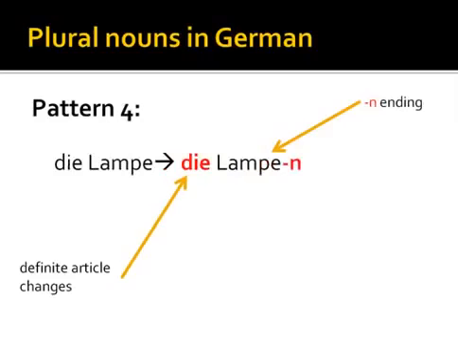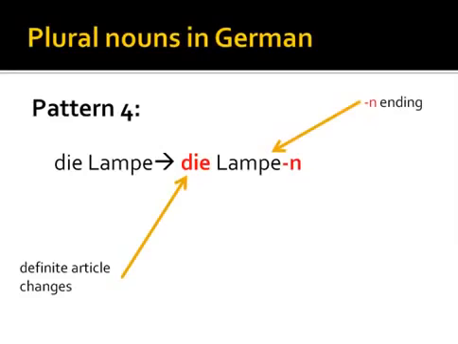Now, the fourth pattern adds an N to the noun. So die Lampe, the lamp, die feminine singular, goes to die Lampen, die being a plural definite article, die Lampen, the lamps. Now we just tack an N onto this because it ends in a vowel. Die Lampe ends in an E.